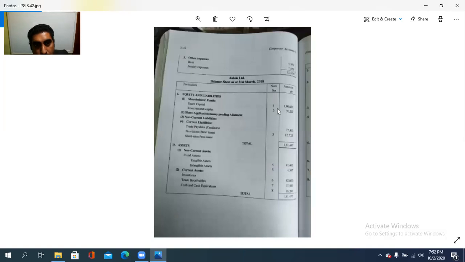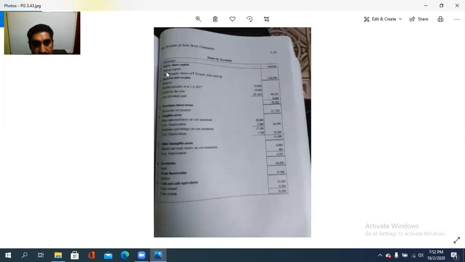Then we are going to prepare the balance sheet. There, equity and liability. Under that, first heading is what? Shareholders' funds. So under that, share capital, it is 1 lakh, already given in the question, isn't it? Paid up share capital, 10,000 equity shares of 10 each, fully paid up, that is 1 lakh. That is already given in the question, credit side of the trial balance. Then reserves and surplus. Reserve is 15,500.